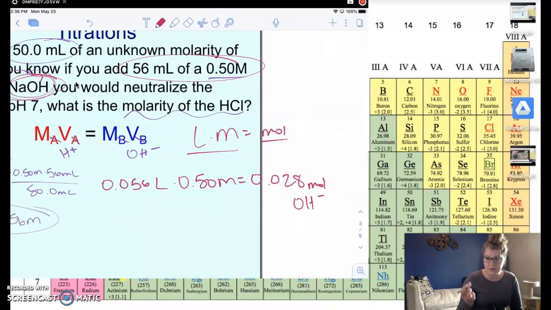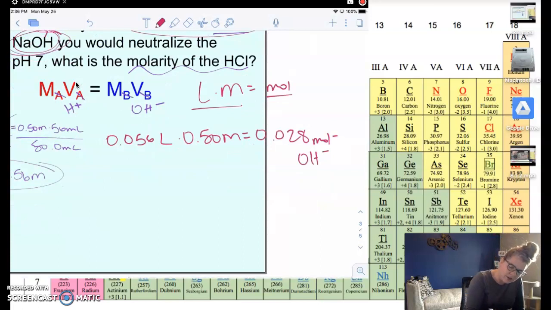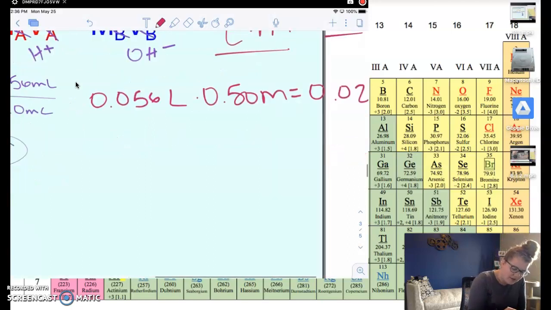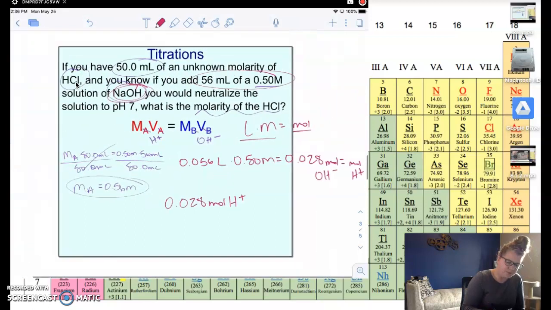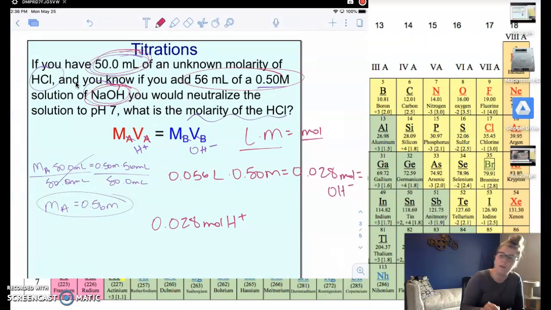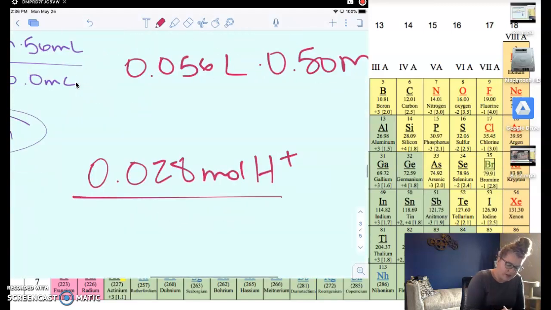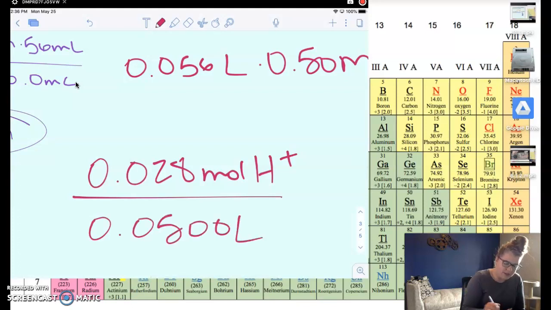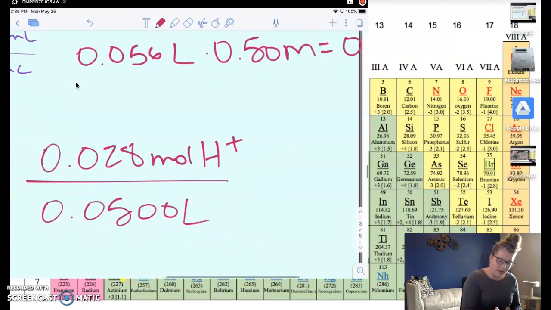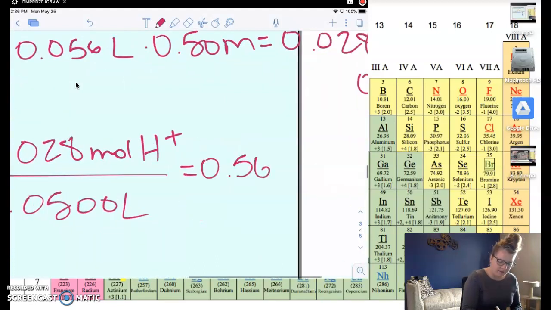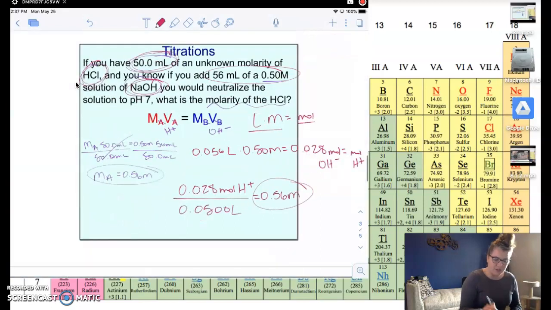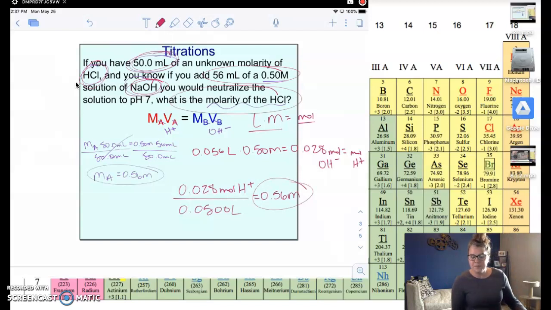And I know that when I titrate and get to that equivalence point, these moles also need to equal the moles of H+. I need to have equal amounts. So I've got 0.028 moles of my H+. And according to the beginning, I had 50 milliliters of that hydrochloric acid. So I could divide this by 0.0500 liters. Turn it to liters from milliliters. And I'm getting 0.56 molarity for the concentration, which was my same answer from before.